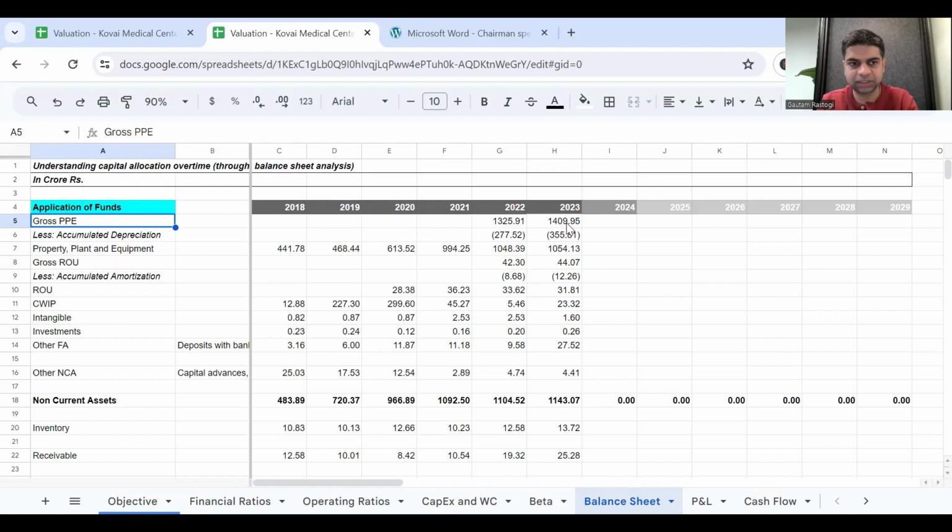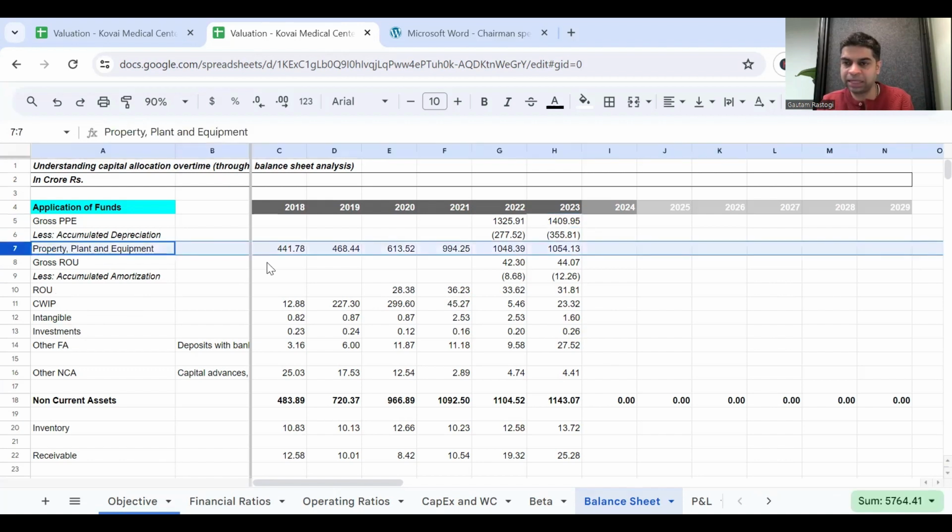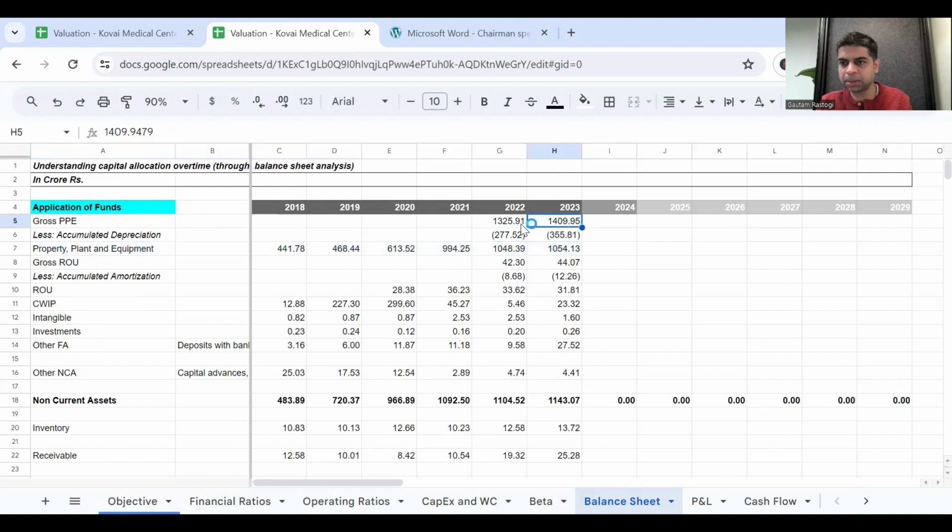All right. So now let's get started. Gross PPE, property, plant, equipment. I pulled all of these items from their annual report. Now, in the annual report, they report net PPE. So I had to read through the notes, and from the notes, I pulled up the gross PPE numbers.